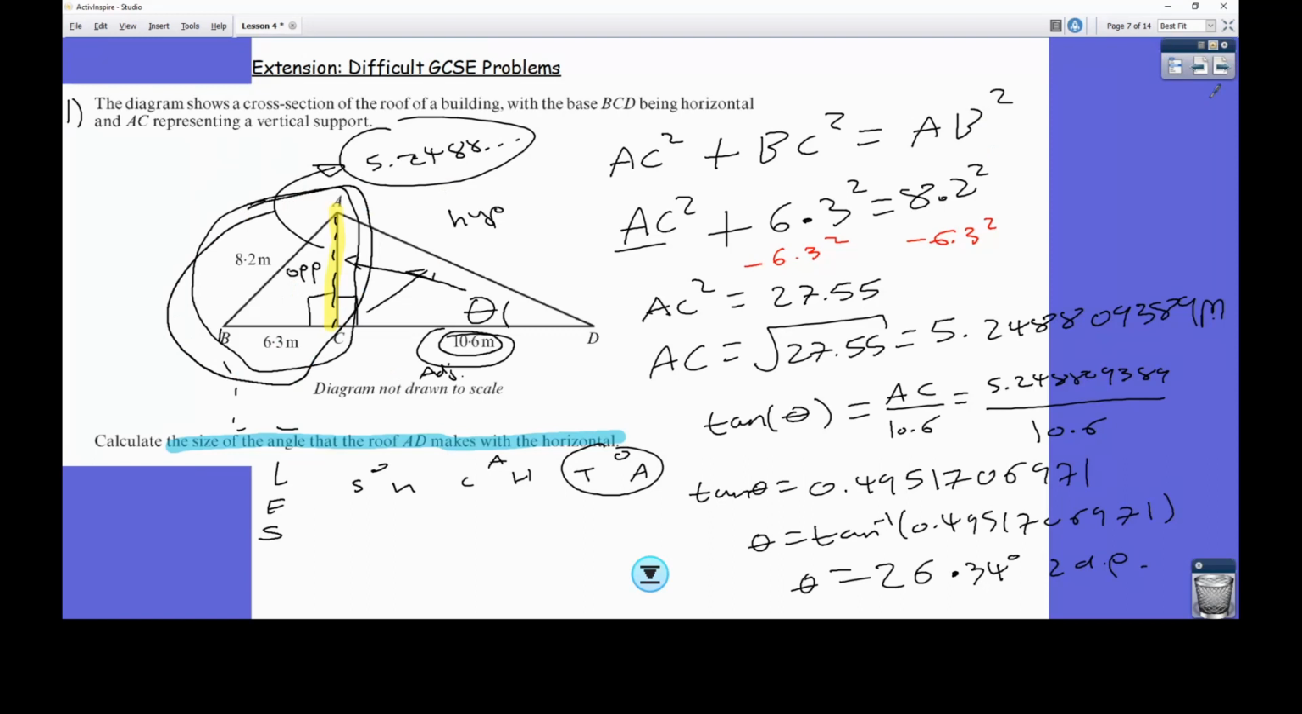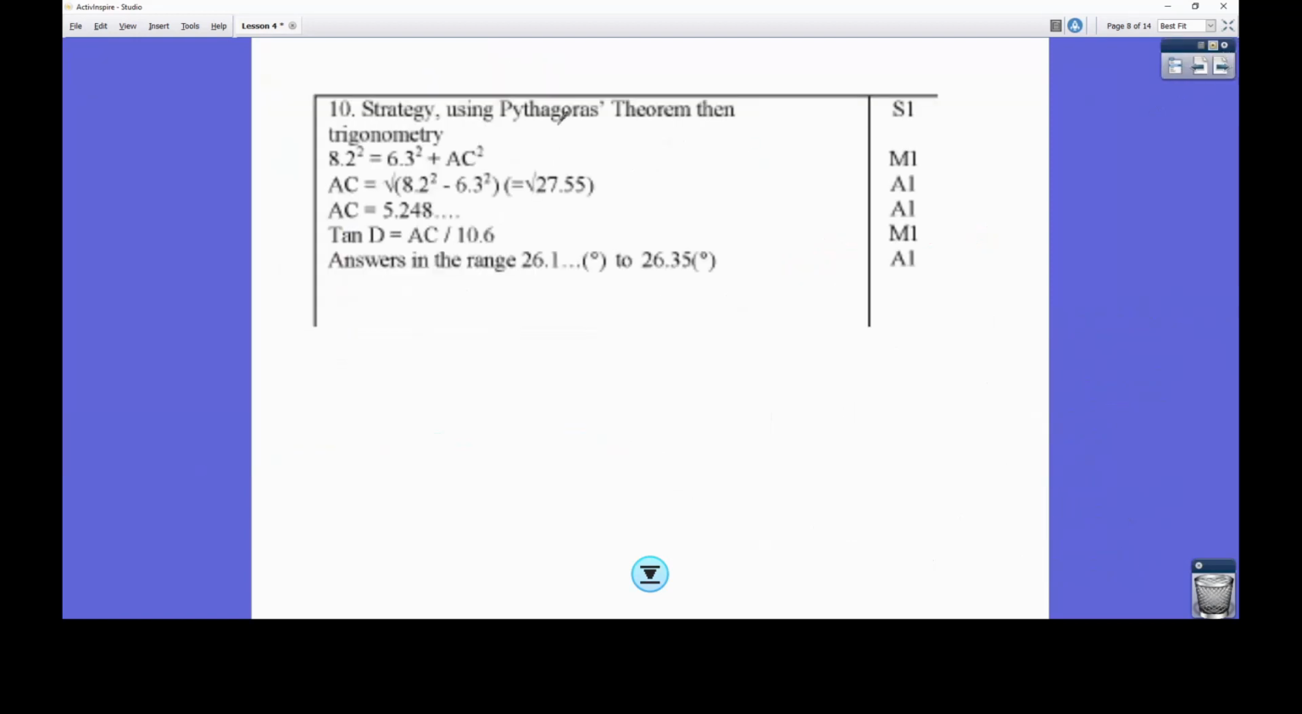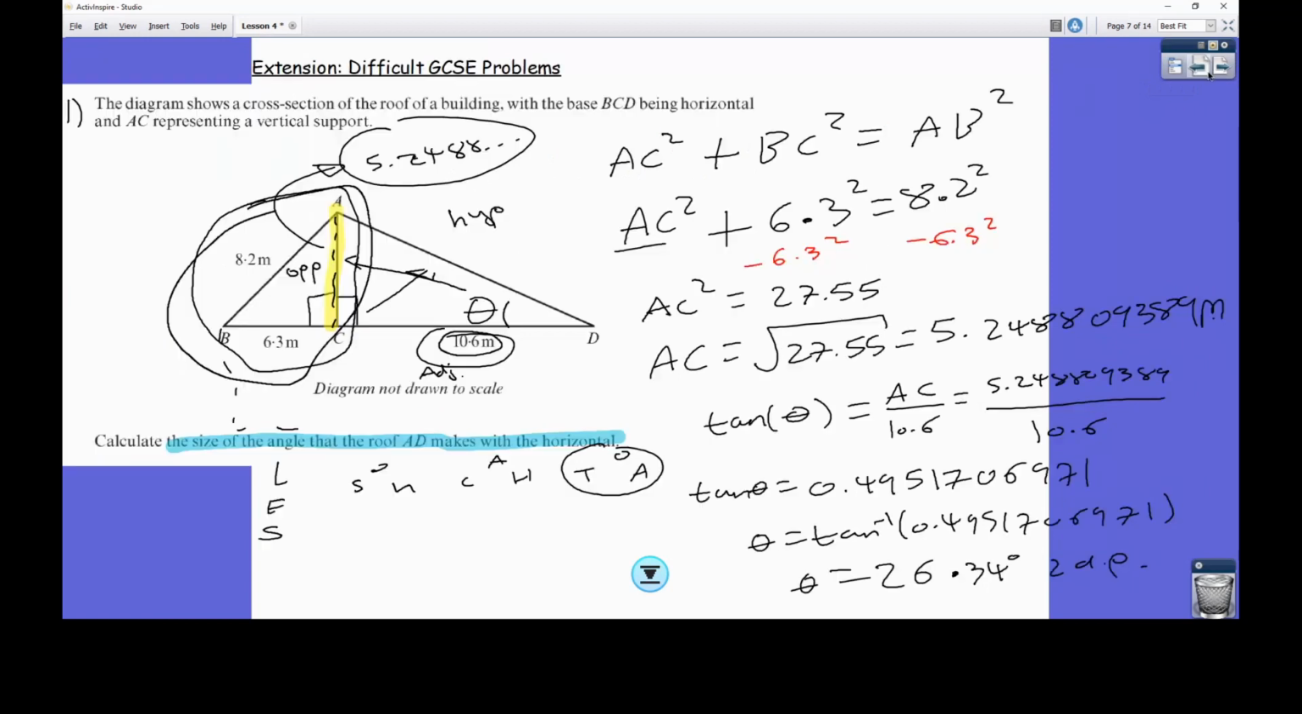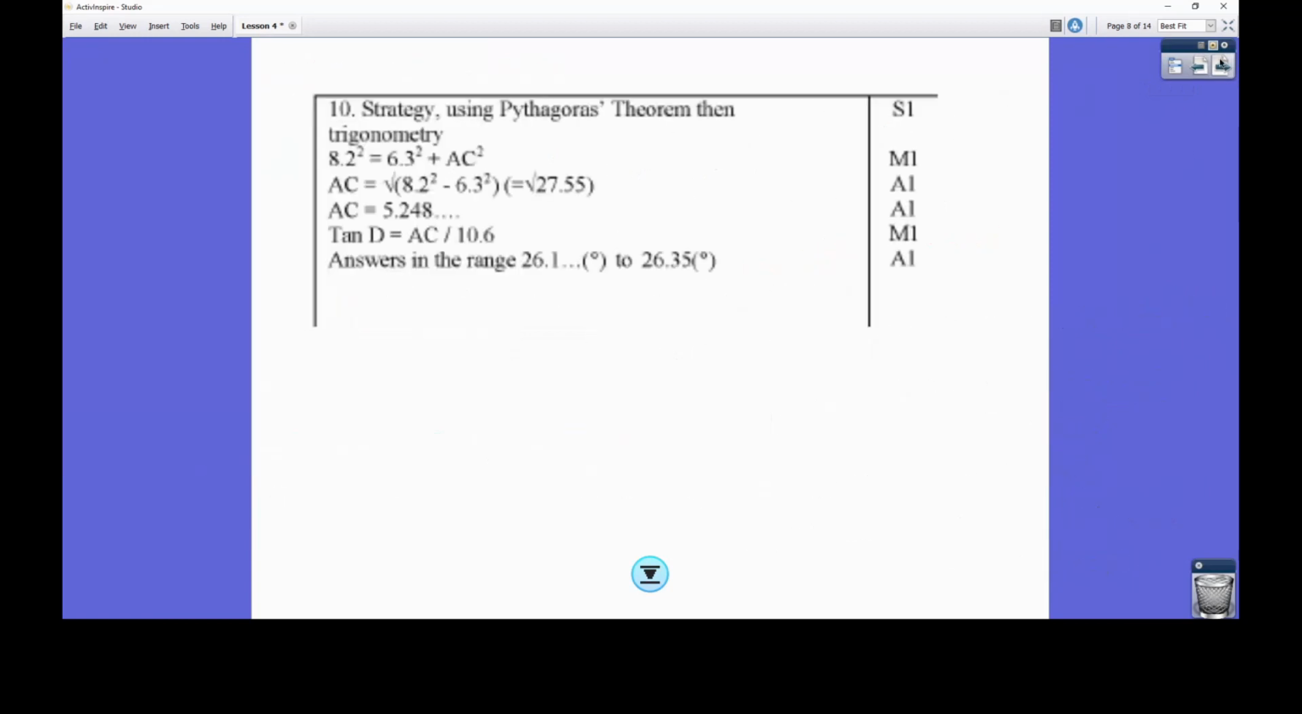Just one thing to bear in mind, if you really didn't like that question, if you couldn't get anywhere with it, don't worry, you've still seen a question like that now. So commit the answer to memory, and next time you're faced with a similar question, you should be fine. So, here's a mark scheme answer. They would have accepted any answer in the range 26.1 to 26.35. So that's fine for us.